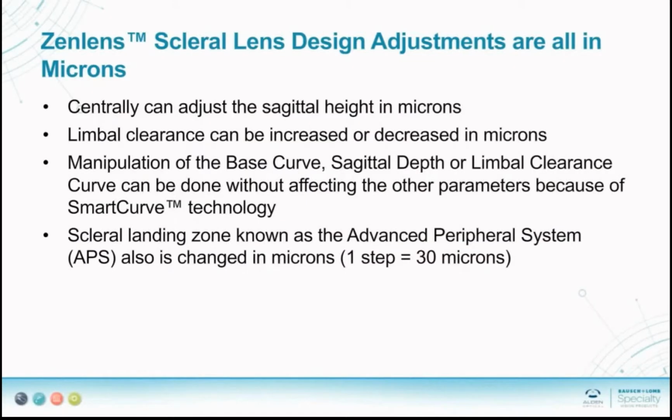The Zen Lens Scleral Lens is highly customizable. The lens parameters can be modified in microns. The central sagittal height and limbal clearance curve can be raised and lowered in 5-micron increments depending on your needs. As previously described, the Smart Curve technology allows sagittal depth changes and limbal clearance changes to be isolated and independent of one another. Lastly, the landing zone, known as the Advanced Peripheral System, can also be manipulated in 30-micron step changes.